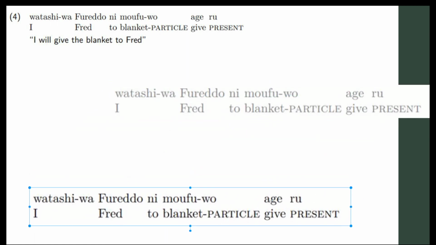Okay, sentence 4. I will give the blanket to Fred. So we'll just do the same thing as we did before. We'll take this bit, we'll move it down, and we'll start labeling things. So we have a pronoun, we have a noun, we have a preposition, we have a noun, we have a verb, and we have tense.